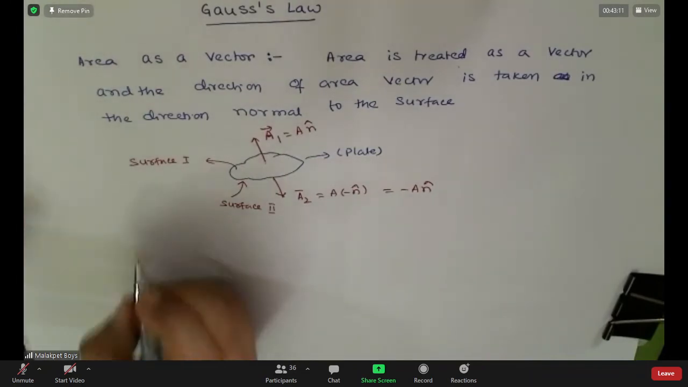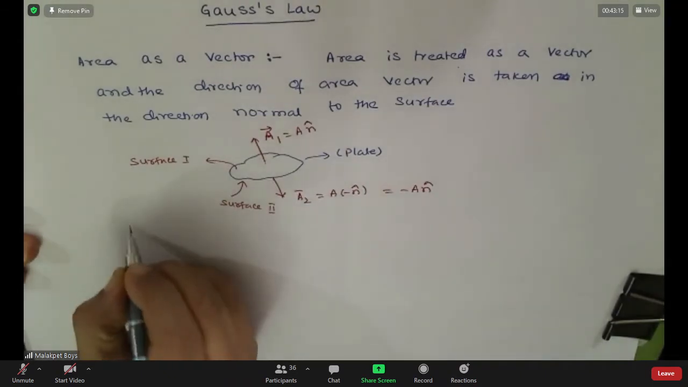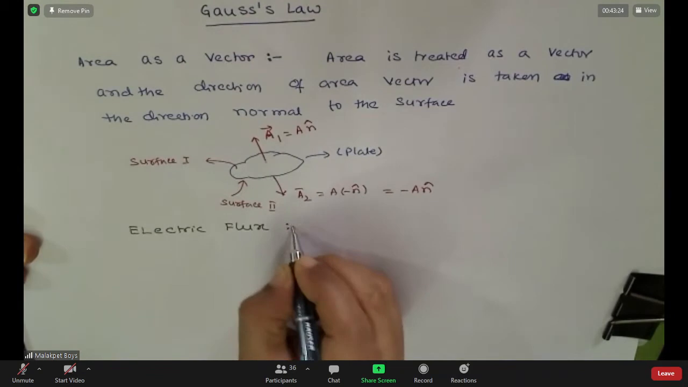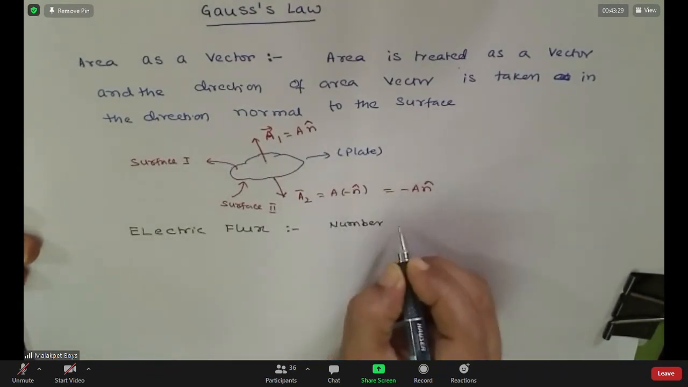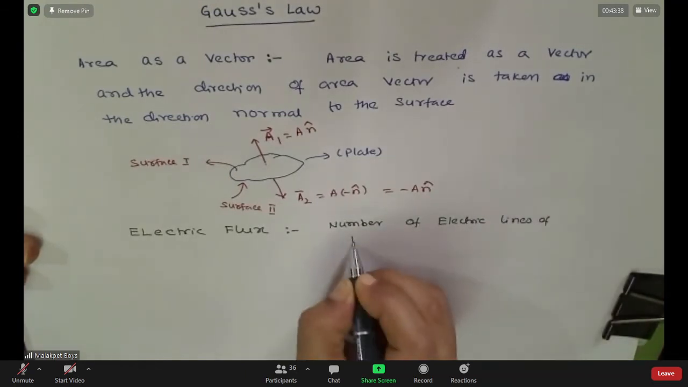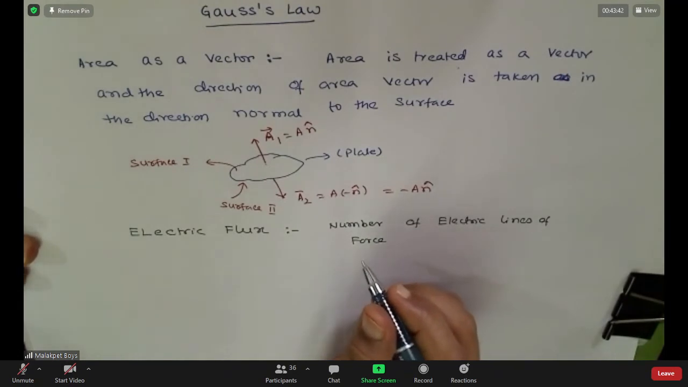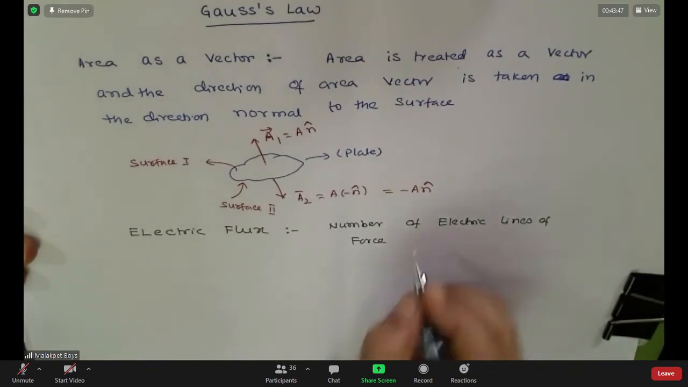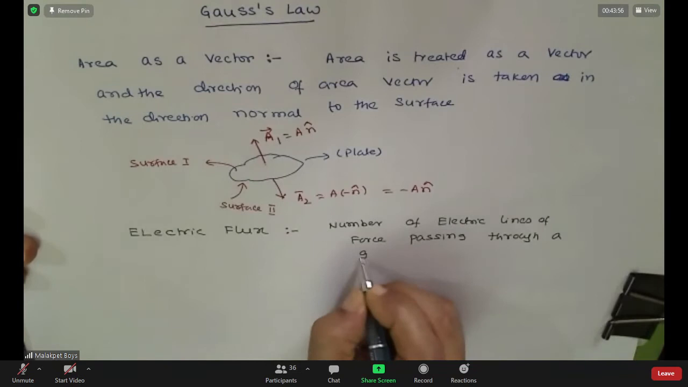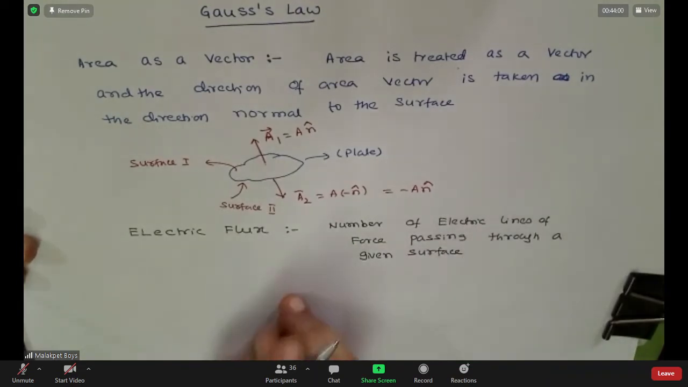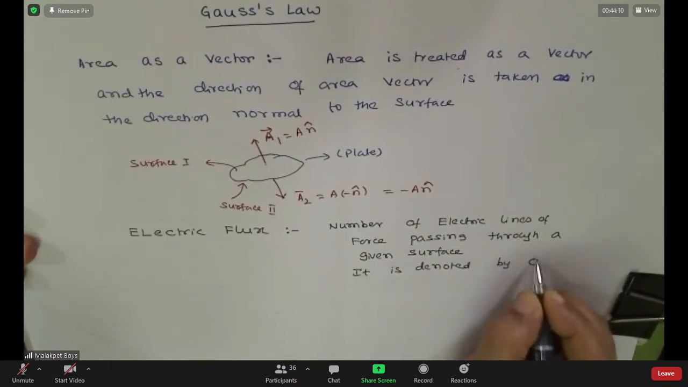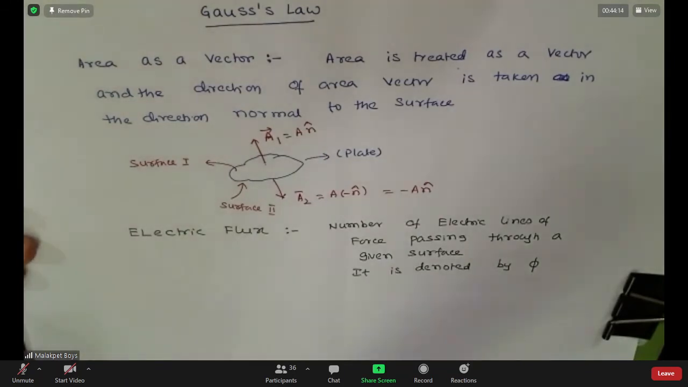Then the other thing you come across is electric flux. Remember what is electric flux? Yes, sir. The total number of electric field lines enclosed by an area, divided by the area. It is denoted by phi. You know this symbol now, no? Yes, sir.